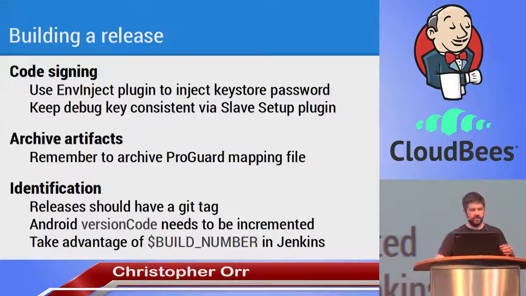And of course, builds should be traceable. Builds should be identifiable. Of course, you should use Git to tag it. Android requires that you have this version code parameter, which is just an integer that you have to increment every time you create a new build. And we can take advantage of the build number variable in Jenkins to automate this for us.